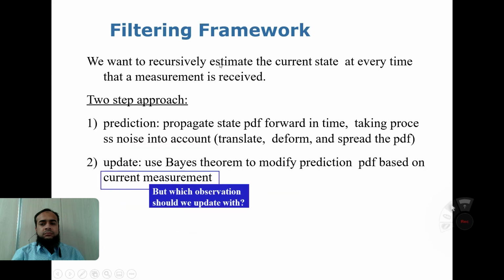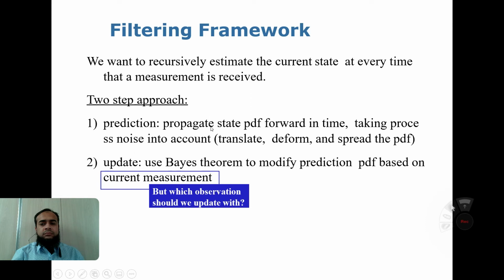In the filtering framework, we want to recursively estimate the current state every time a measurement is received. Like you have already done with the Kalman filter estimation algorithm, where you have to recursively estimate the current state at every scan based on the measurement received in that scan. So you have to update the state estimate based on the current scan measurements. There are two approaches, a two-step approach. This filtering is a two-step approach: one is prediction and the other is update.